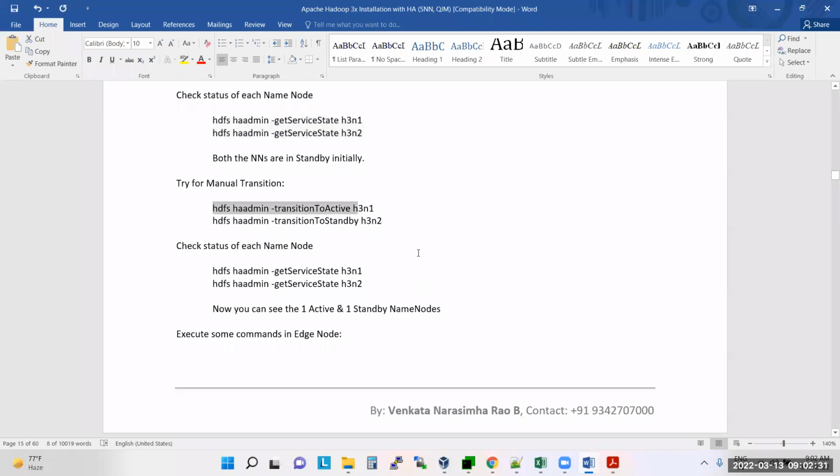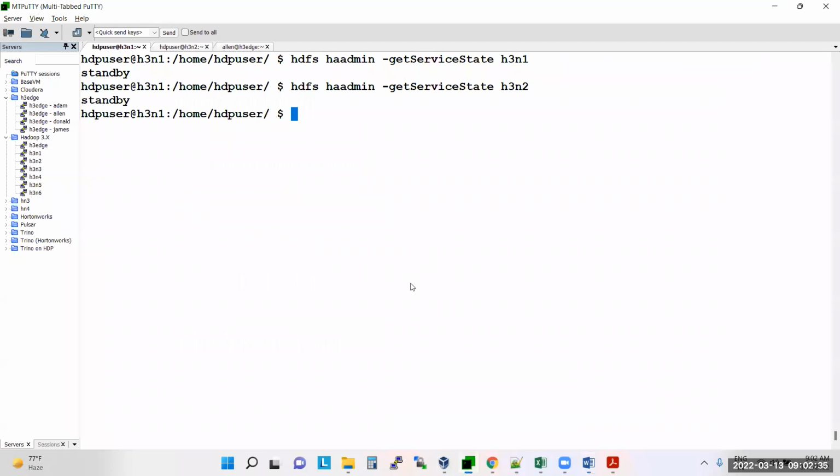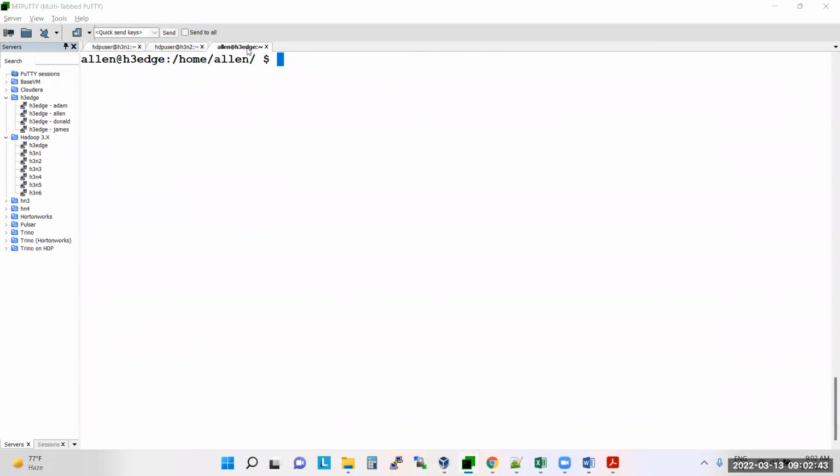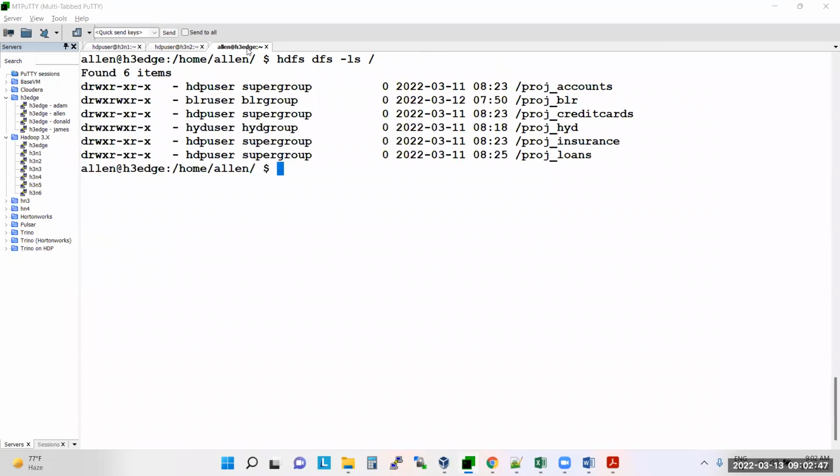Make one as active. Now, if you see the status of both the name nodes, one is active and one is standby. Now let Anil run the command. Is it setting or is it giving the output directly? It is directly contacting the active name node and giving the result.